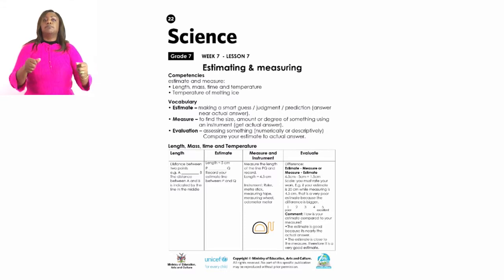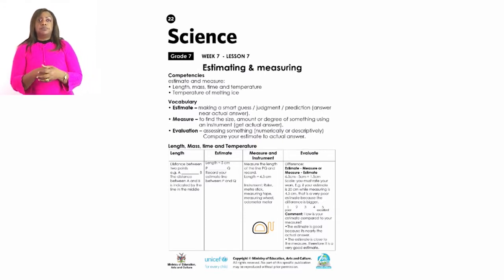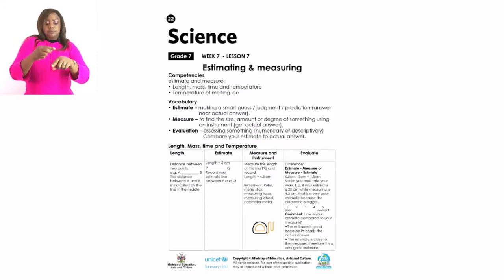Words we need to know before we start. We need to know what is an estimate. An estimate is making a smart guess, judgment, or prediction. The answer should be near the actual answer. Measure: to find the size or the amount or the degree of something using an instrument, and this should be the actual answer you are getting. Evaluation: assessing something in a numeric or descriptive way, and then you also have to compare your estimate to your actual answer.